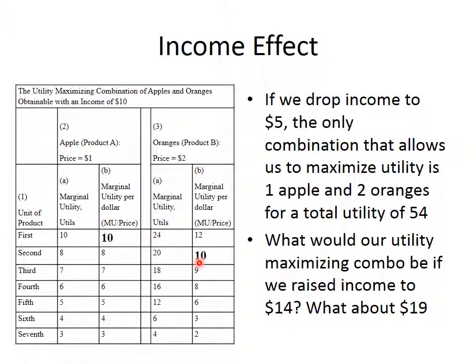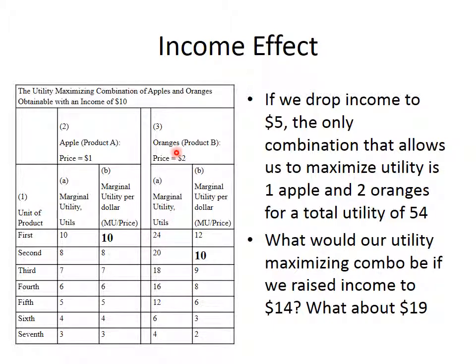Now what you'll see as we get on, if you remember our original combination, when we had a $10 budget, our original combination when we had a $10 budget was, okay, we have this point here and this point here, where the second apple yields us 8 more units of benefit, which is to say 8 units of benefit per dollar, because it's a $1 unit.